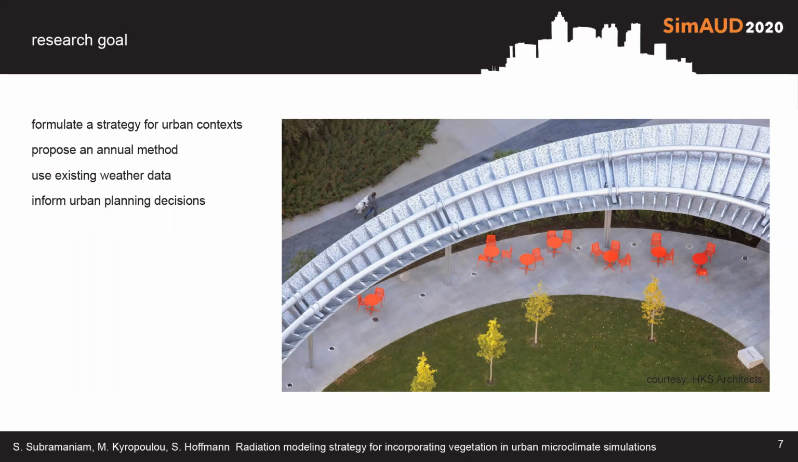So this brings us to the principal goals of our research. We were interested in formulating a strategy for providing DLI estimates for urban contexts in a way that would be compatible with the current practices that exist in plant sciences. And we were interested in proposing an annual simulation method, which in turn would allow us to create DLI maps for, in this case, urban contexts instead of entire countries. And to achieve this, we chose to work with accessible climate data sets and build upon the current state of the art in estimating solar radiation.